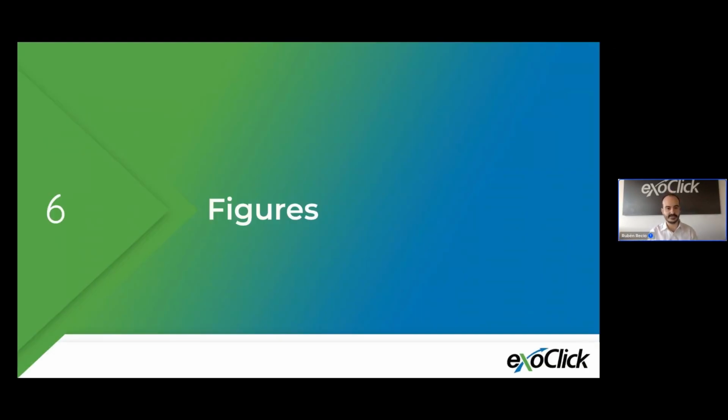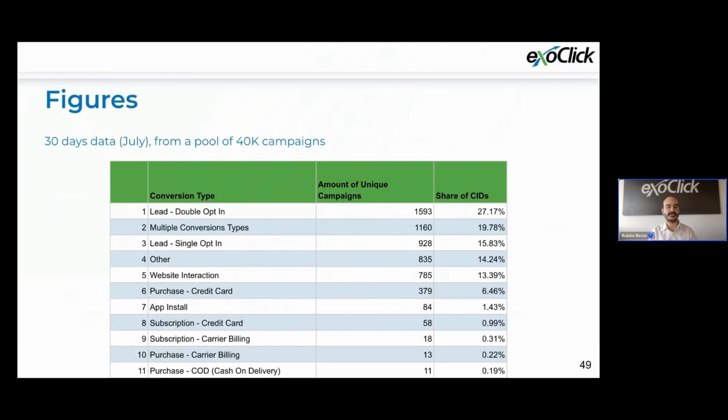So now we're reaching the final part of the webinar. Let's finish with some figures. These figures were taken from 30 days of data from the period of July, and we're looking at 40,000 campaigns. Here's a list of the most common conversion types being used in the platform. You can see that the top of the pie is taken by the double opt-in lead, followed by other types of leads and multiple conversion types.